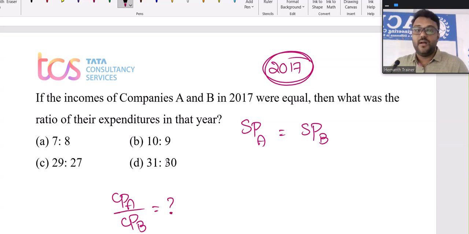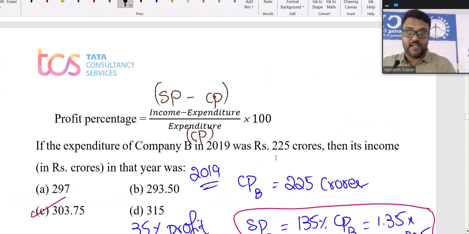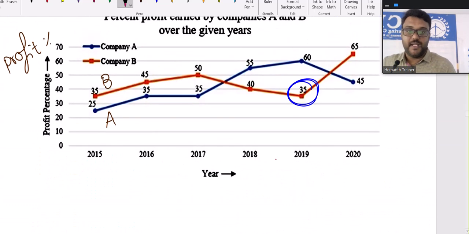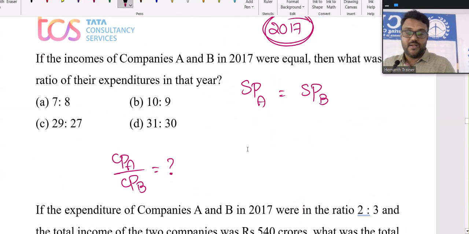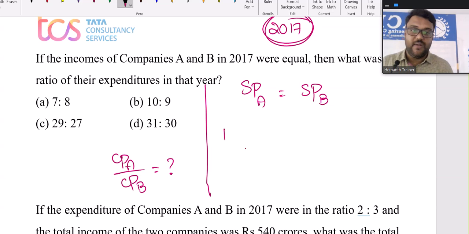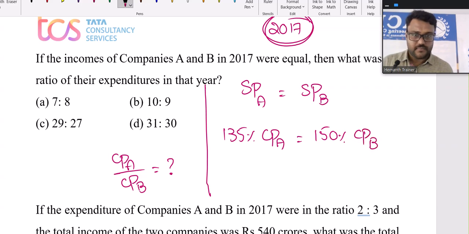Okay. Now we go for 2017. If A's profit is 20%, then we write 120% of CPA. A profit, B profit, what is it in 2017? A is 35, B is 50. Now a lot of people will put 7 is to 10, they'll give that also. Okay, see, 35 and 50, right? So I can write 135% of A, here 150% of B. 35 and 50 only, right?